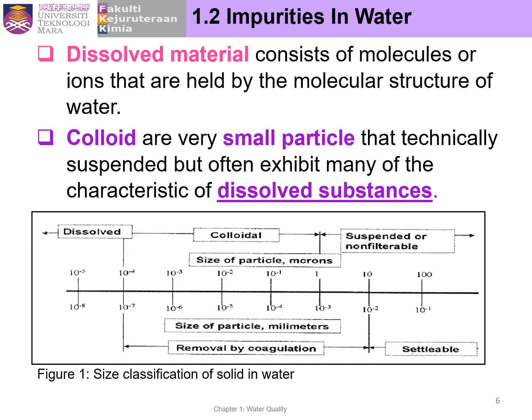So now, what is colloid? Colloids are very small particles that are technically suspended but often exhibit many of the characteristics of dissolved substances. So it means it can be part of the suspended and also part of the dissolved, but it often exhibits more of the characteristics of the dissolved substance. So it goes more to the left hand side, to the dissolved part.